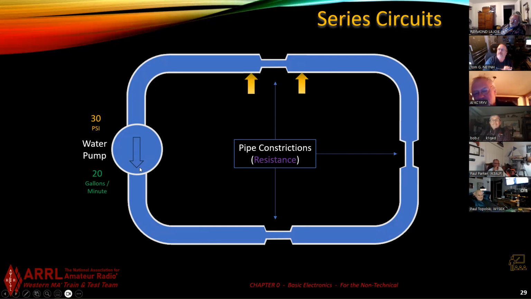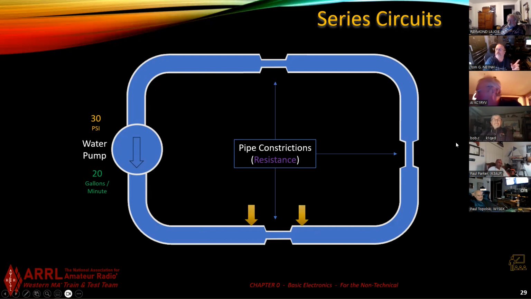Now, if I have the same size constriction at each point in the pipe, at these 3 points, am I going to measure the same pressure drop across them? Yeah. And believe it or not, if I measure across them, I'm going to have a 10 PSI drop here, a 10 PSI drop here, a 10 PSI drop here, totals up to 30 PSI. That's how it's going to work in a water pipe.